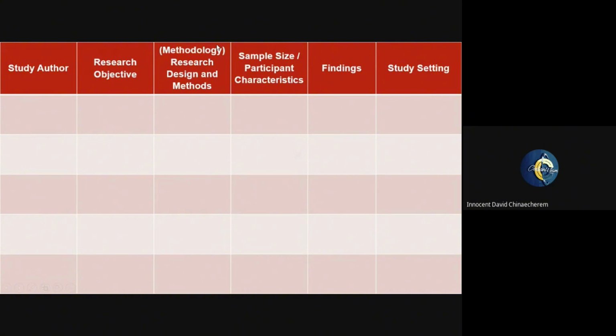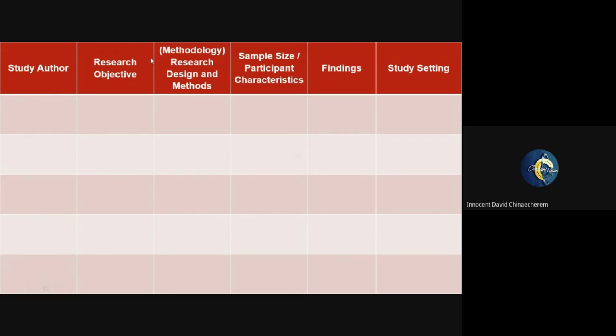Remember that it largely depends on your supervisor. So your data extraction form has to contain all these domains. All these domains are very imperative and very important for your data extraction. And also another aspect of it is the sample size or participant characteristics. So this could be the number of participants in your comparator group and in your intervention group. Yeah, there are also other domains here.